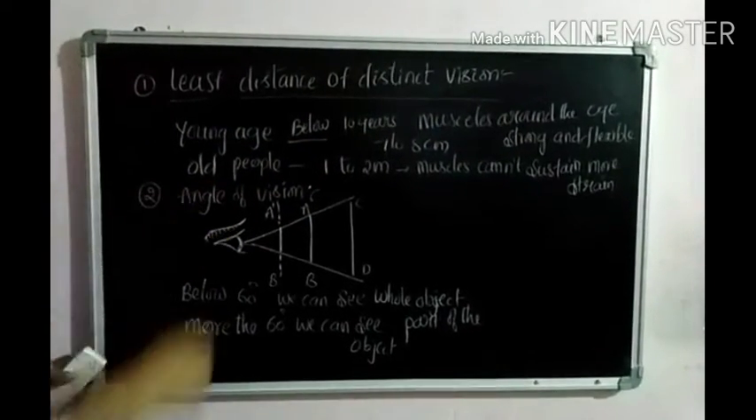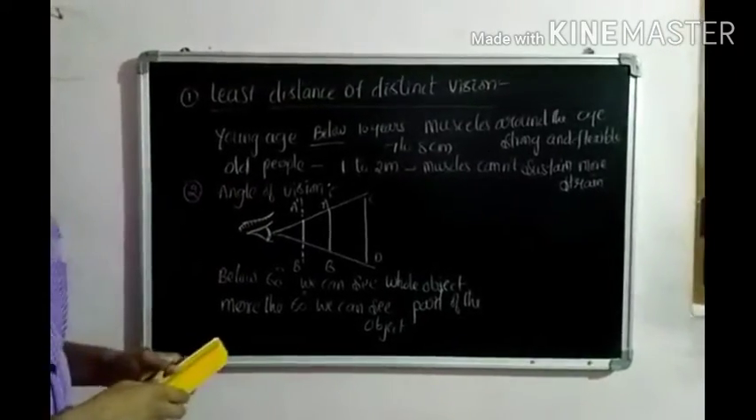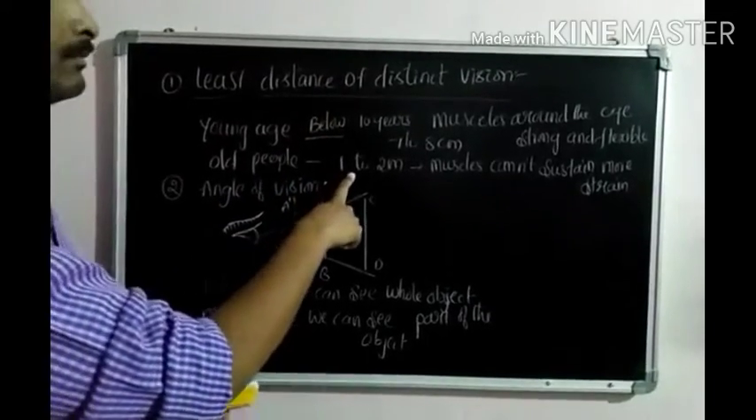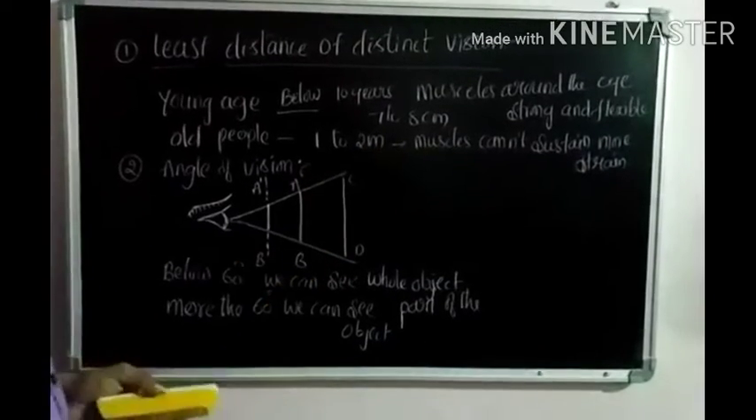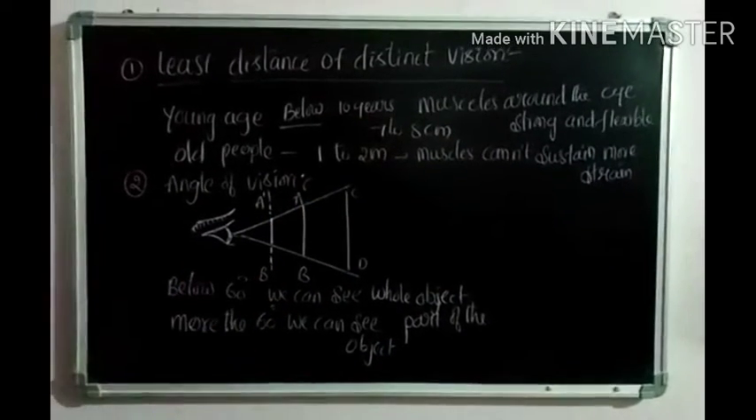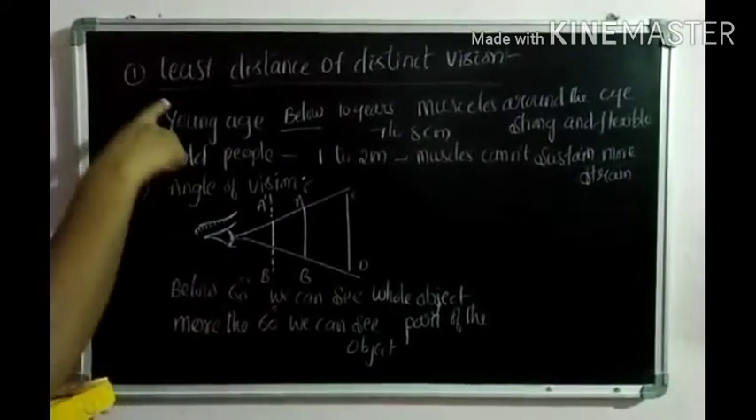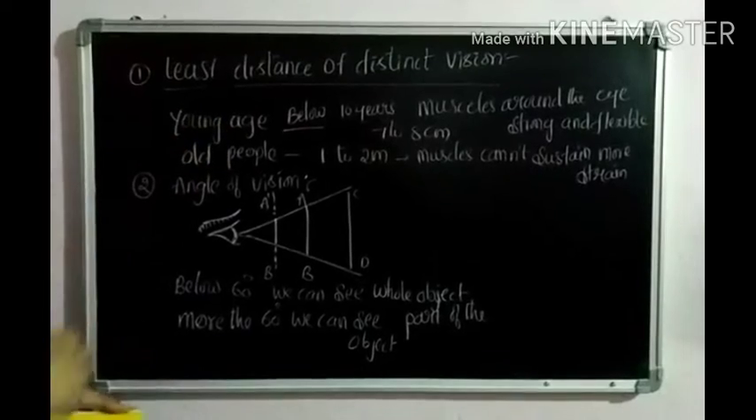Next, what about old people? The least distance of distinct vision of old people is about 1 to 2 meters, because the muscles cannot sustain more strain. That's why the least distance of distinct vision varies from person to person.